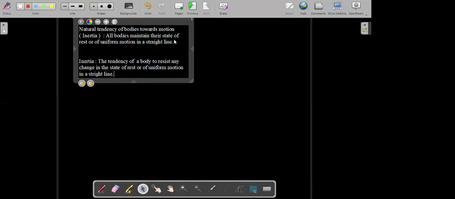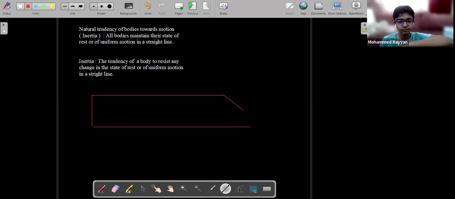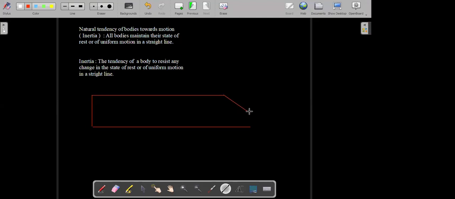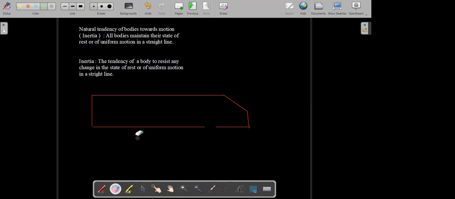So see, how do objects resist these changes? Suppose you are standing in a bus and the bus tries to move. The bus accelerates. What will happen to you? Will there be anything that will happen to you? No. So why? Sir, due to inertia. No, see, there will be something that is going to happen. If your bus starts to move all of a sudden, you are going to get a backward jerk.